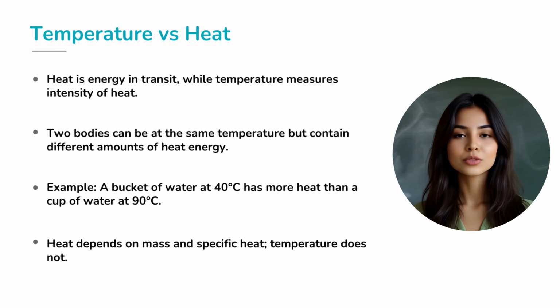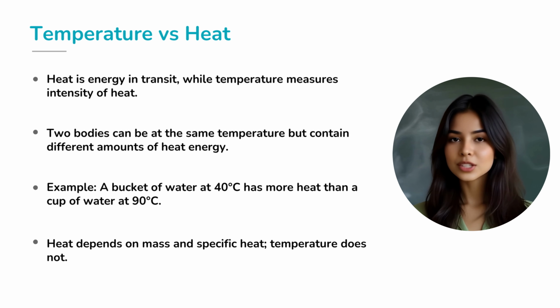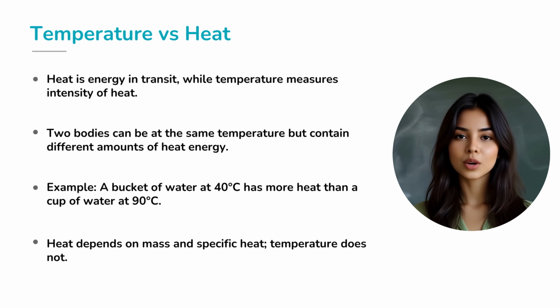Now, here's a classic confusion. What is the difference between temperature and heat? Heat is energy in transit. It flows from a hotter body to a colder body until both are balanced. Temperature, on the other hand, is just the reading of how hot or cold something is. For example, a cup of tea at 90 degrees Celsius feels hotter than a bucket of water at 40 degrees. But the bucket actually contains more total heat energy because it has much more mass.